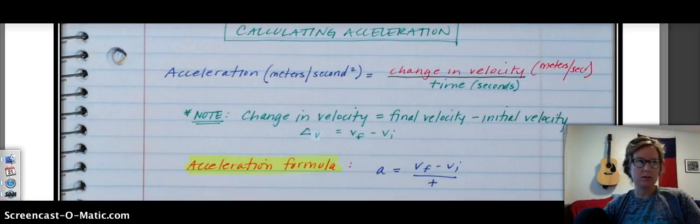A big side note here is that your change in velocity will be equal to your final velocity minus your initial velocity. So the formula there is that triangle is your change in velocity, and that is equal to your final velocity minus your initial velocity, and not the other way around, because that will change whether it's a positive or negative acceleration, and I'll go to that in just a second. So remember, your acceleration formula is a equals your change in velocity, v f is final velocity minus v i, your initial velocity, over time.